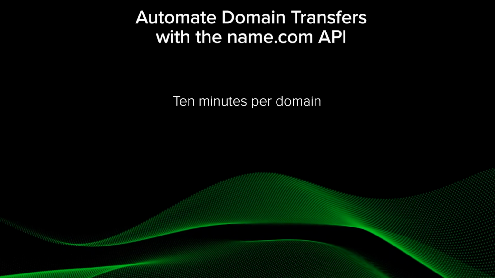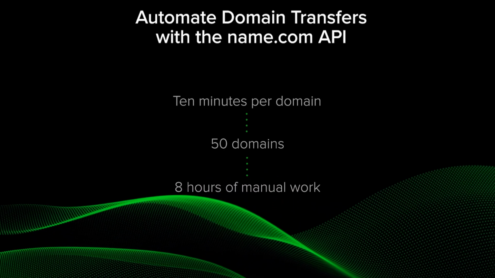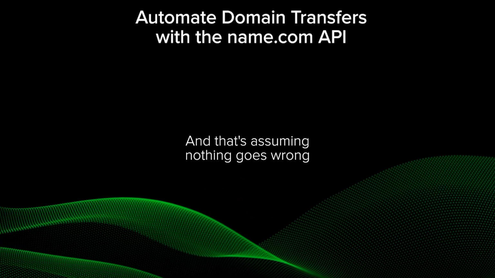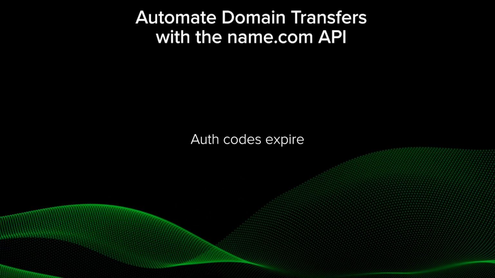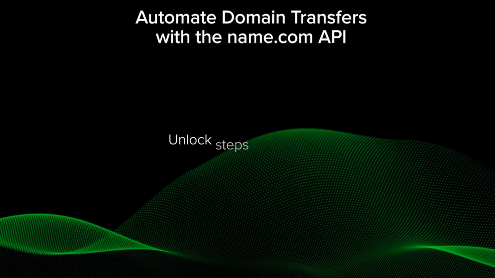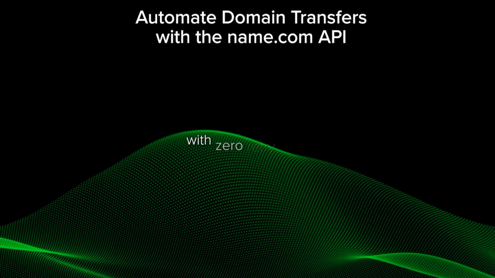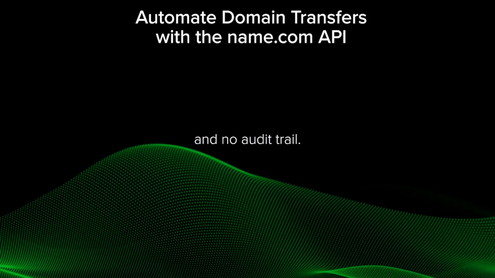10 minutes per domain, 50 domains. That's 8 hours of manual work. And that's assuming nothing goes wrong. Auth codes expire, confirmation emails land in the spam folder, unlock steps get skipped, and you're tracking everything in a spreadsheet with zero retry logic and no audit trail.